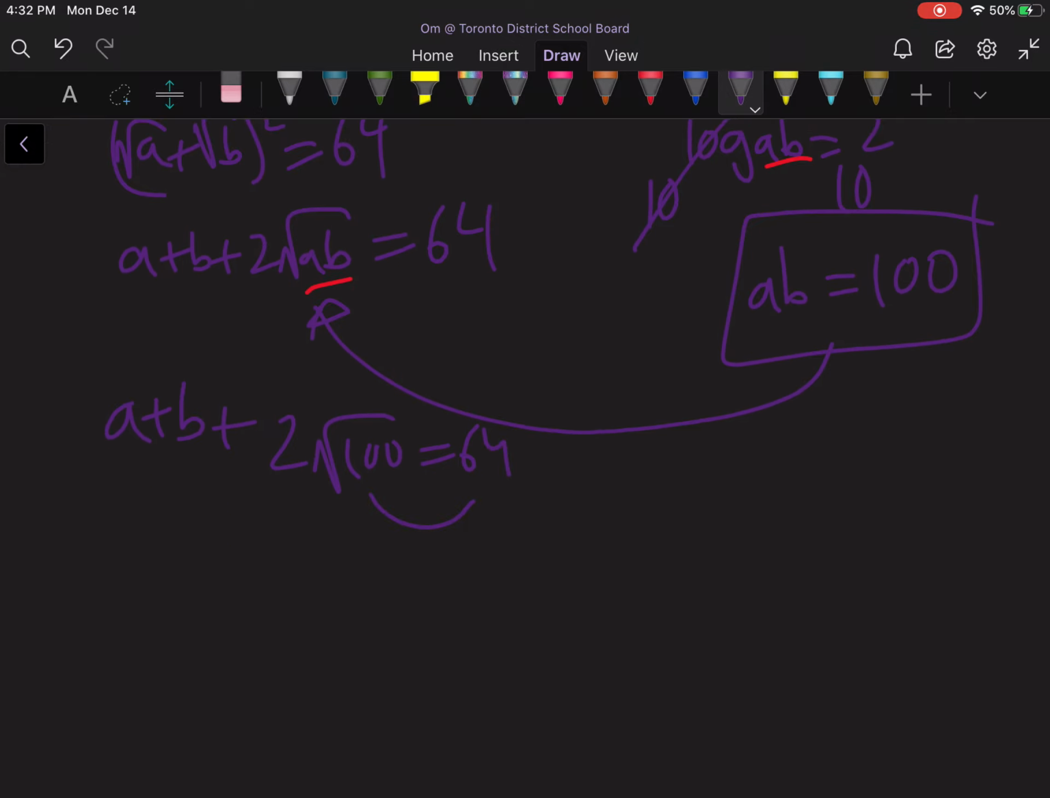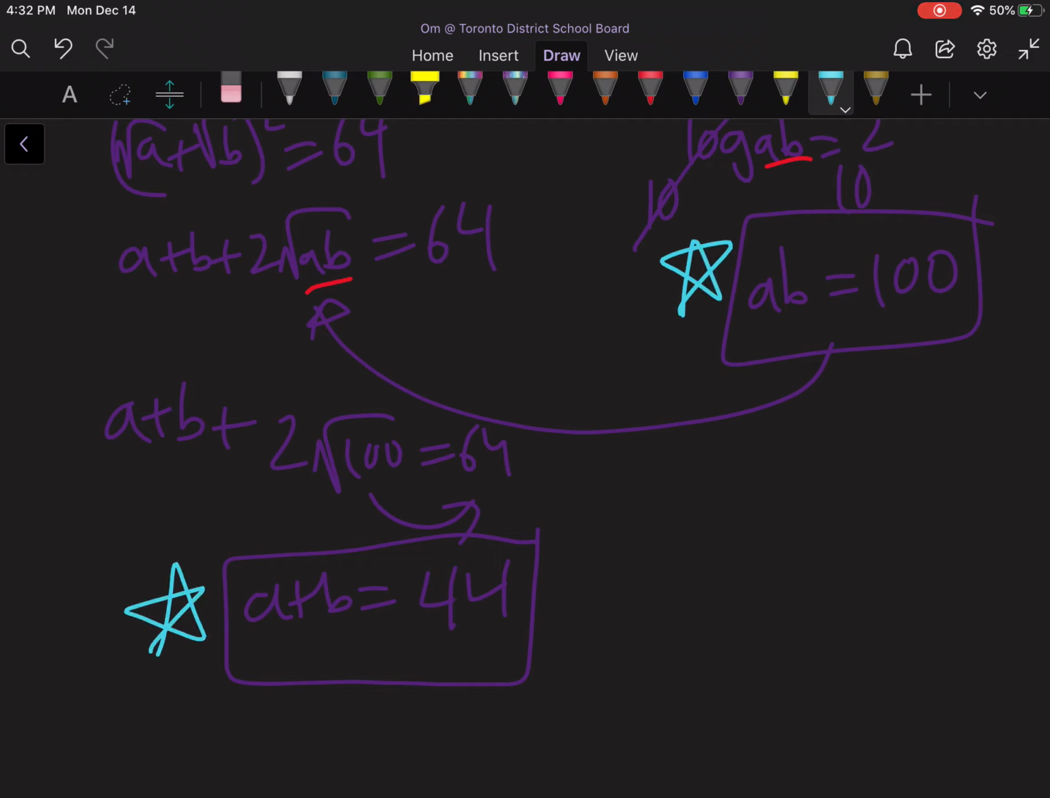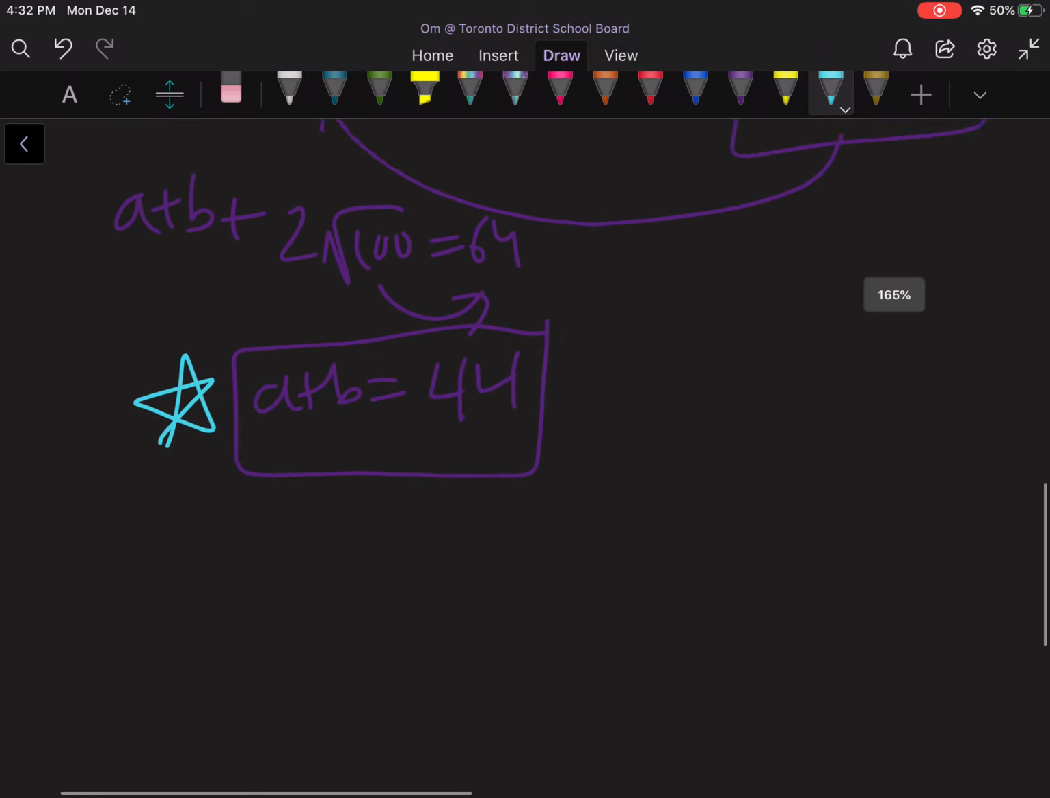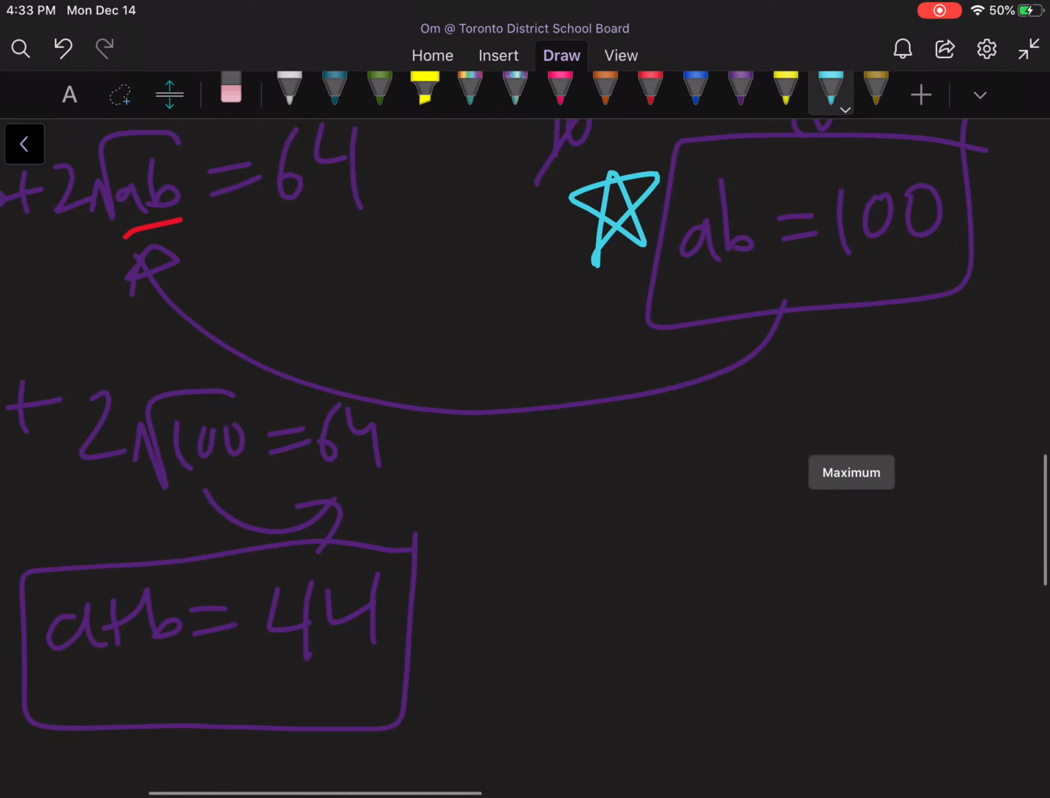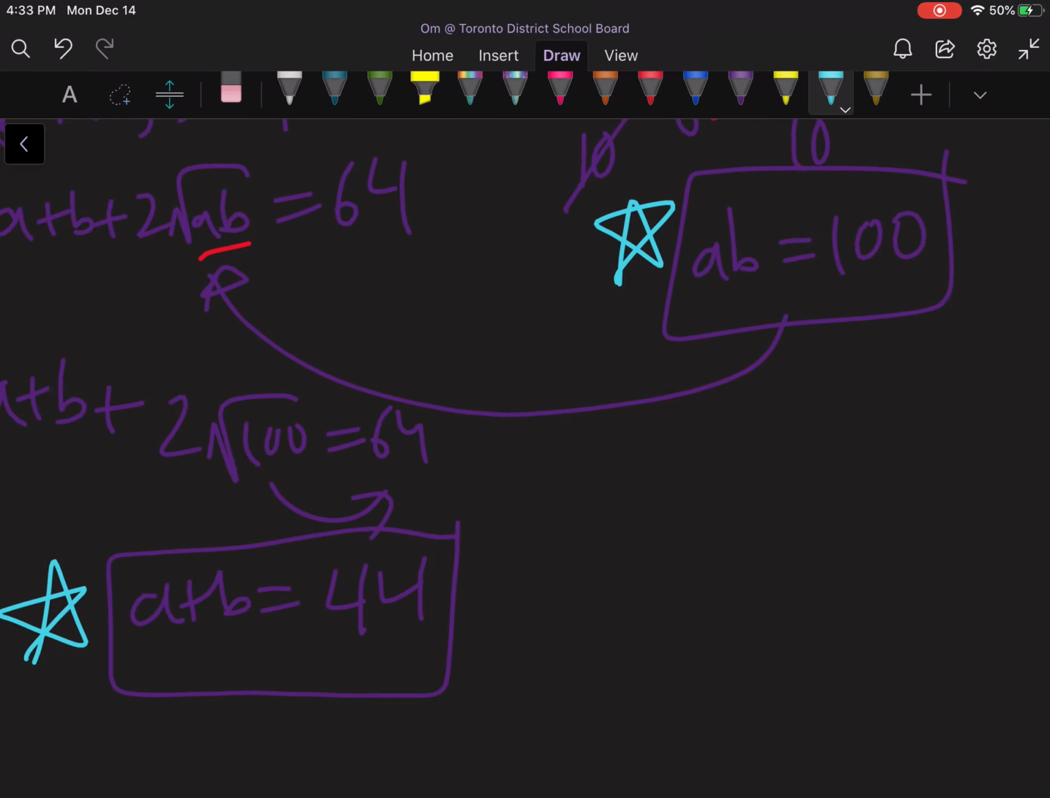And if we move this over to the other side, a plus b equals 64 minus 2 root 100, which is just 64 minus 2 times 10, which is just 44. So now we have two equations that are much simpler looking than what we had previously. Before we had a bunch of radicals and logs and other complicated stuff. Now we just have a plus b equals 44 and ab equals 100. Okay, so how do we solve that now? Because it's still not a linear system, right? However, it's close enough. We can use substitution to figure it out.